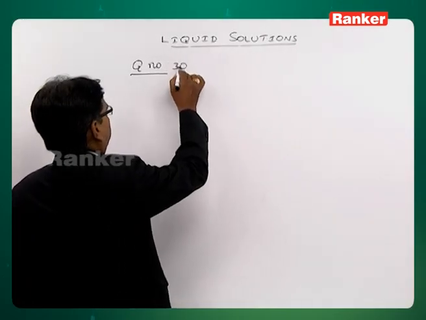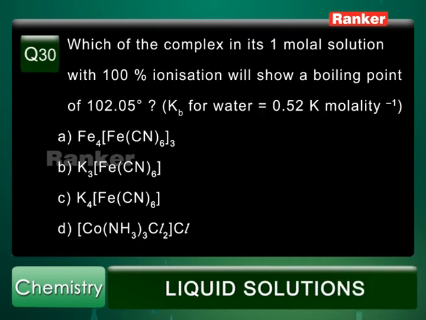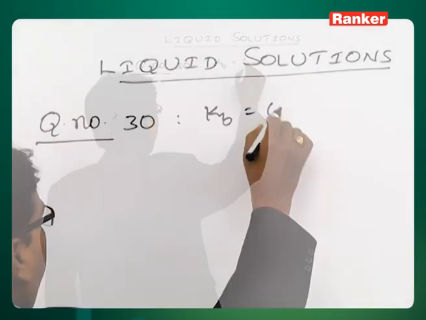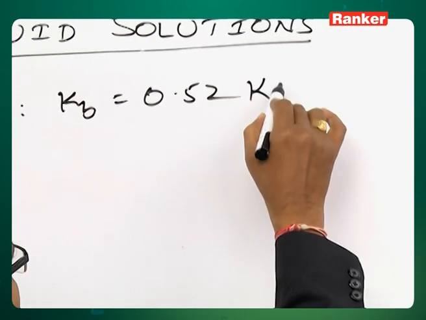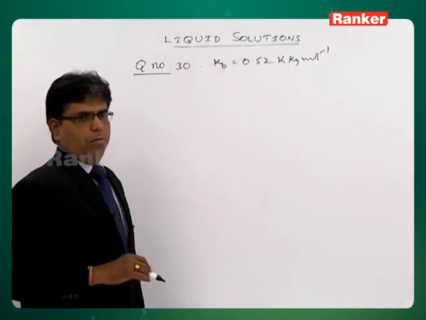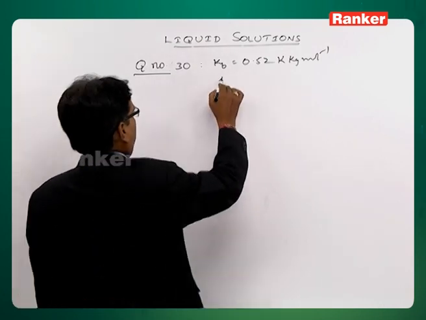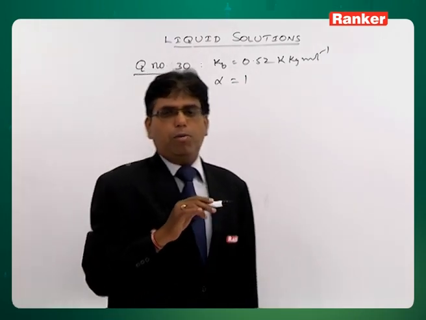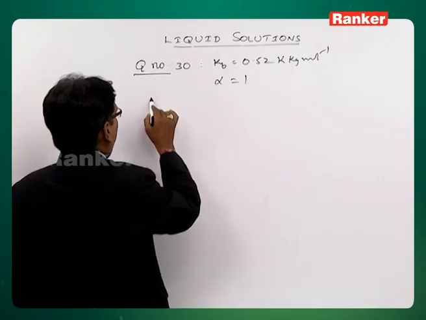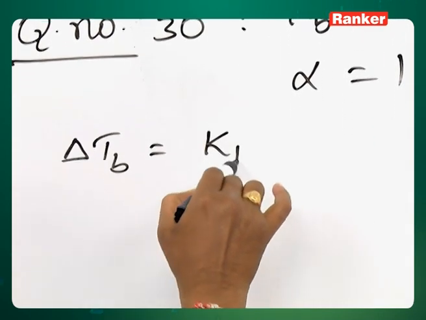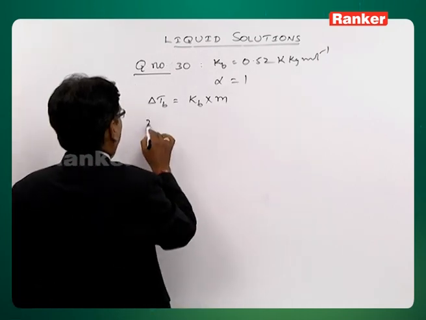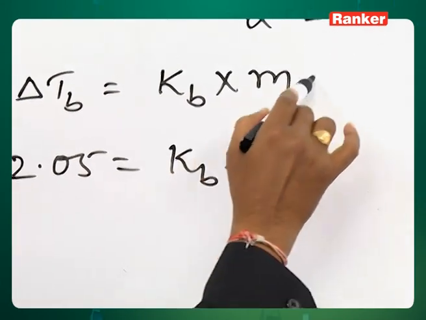Now, let us move on to question number 30. Which of the complexes in its 1 molar solution with 100% ionization will show a boiling point of 102.05 degrees? Kb for water is 0.52 Kelvin kg per mole. Now, 100% dissociation means alpha is equal to 1. So, delta Tb is equal to Kb into molality, and this delta Tb obviously is equal to 2.05 degrees.